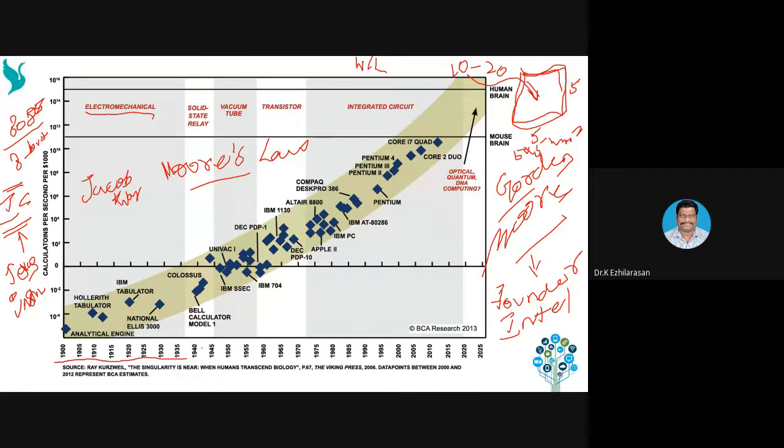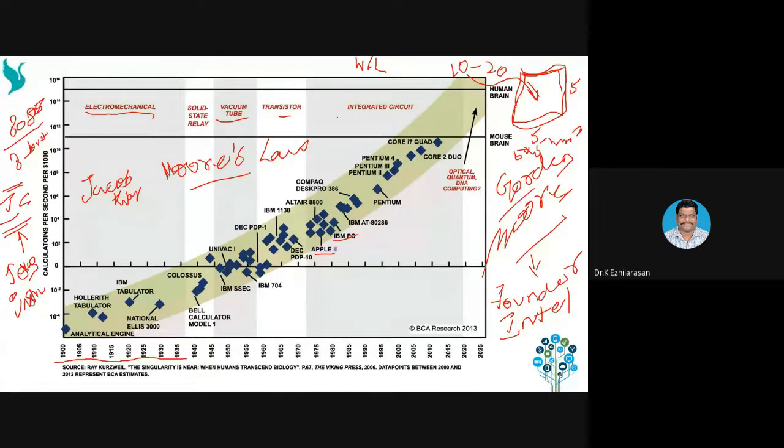After 1940, what happened? The solid state relay came during this period. Next, 1945 to 1960, what happened? IBM brought some of the initial computers with the help of the vacuum tube. Next, in 1960, the transistor came. After that, you can see IBM, Pentium, everything is given here. This is just to set the platform, no need to worry about all these things.